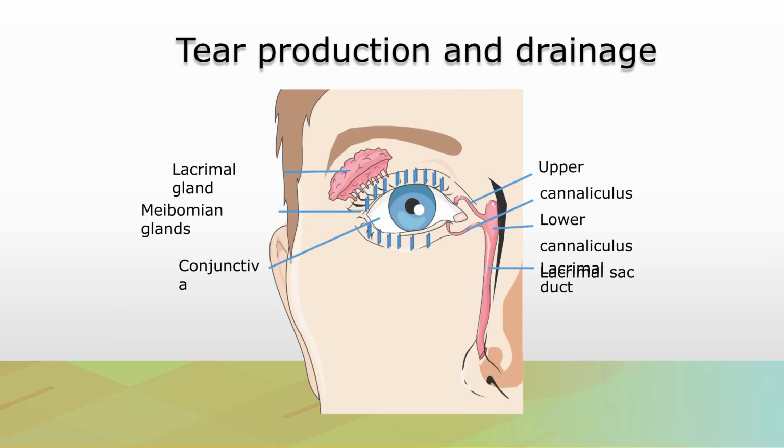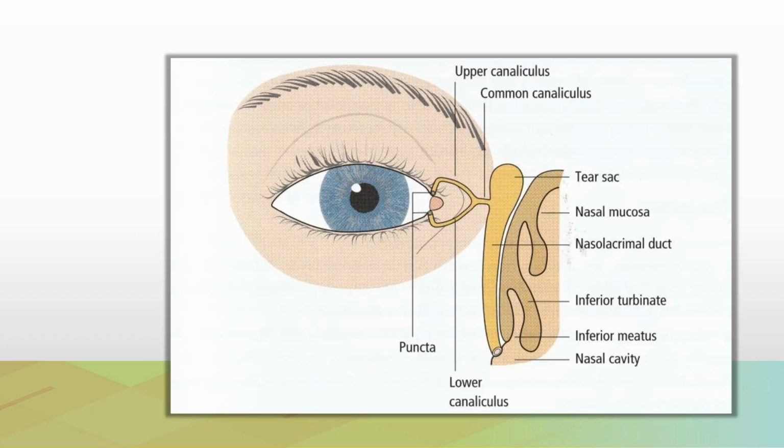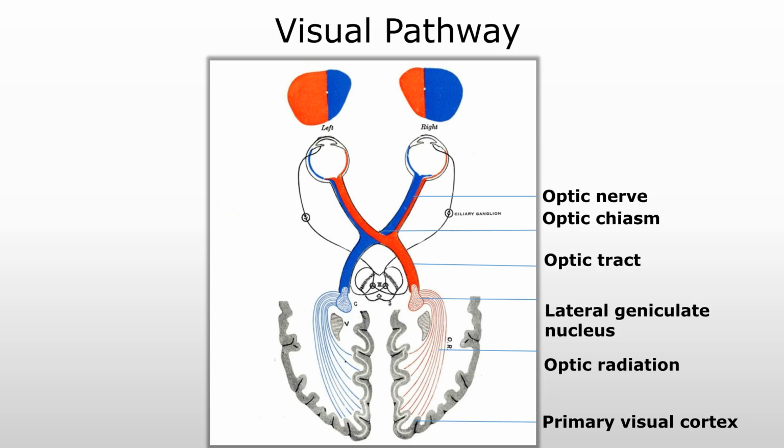Tear production starts at the lacrimal gland, and drainage occurs through the canaliculi, leading to the lacrimal sac and duct. This is another image of the eye and its associated structures. The visual pathway starts at the optic nerve, moves to the optic chiasm, then the optic tract, the lateral geniculate nucleus, the optic radiation, and finally the primary visual cortex.